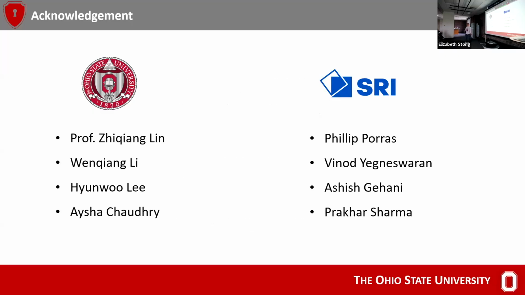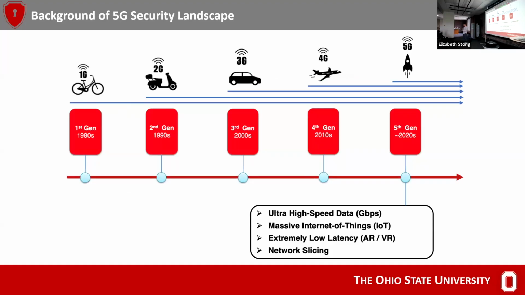First of all, I would like to thank my 5G team from both Ohio State and the SI for their contribution to all these research works. Cellular networks are one of the most prevalent ways for you to connect your mobile handsets to the external internet. The cellular network has been growing tremendously over the past few decades. And right now, I think the most widely deployed standard is the fifth generation standard, which is the 5G network.